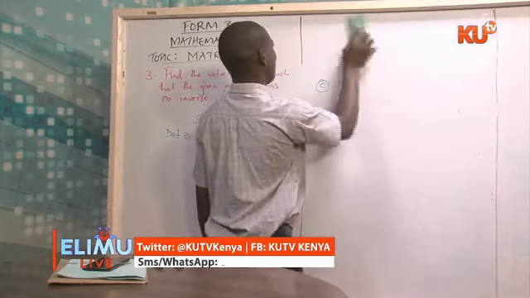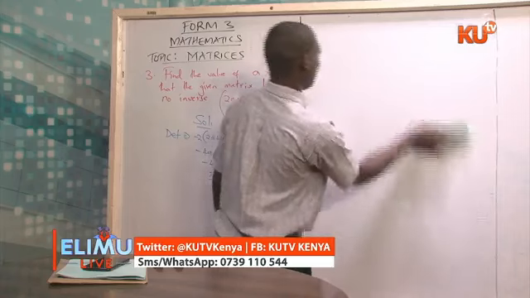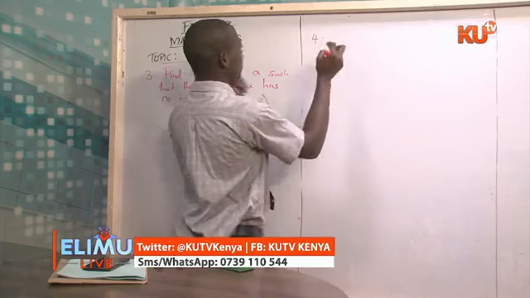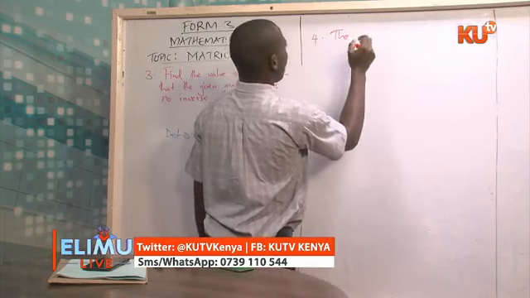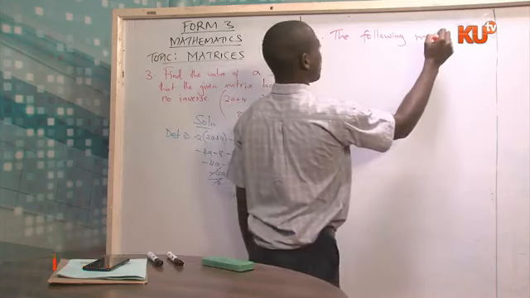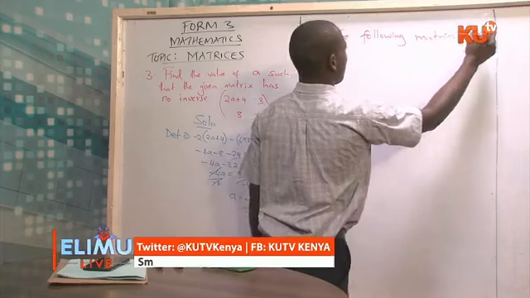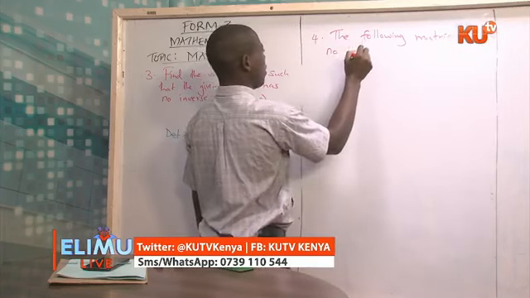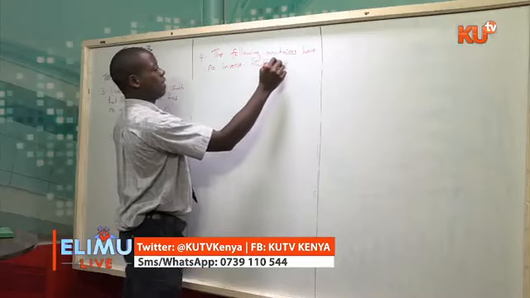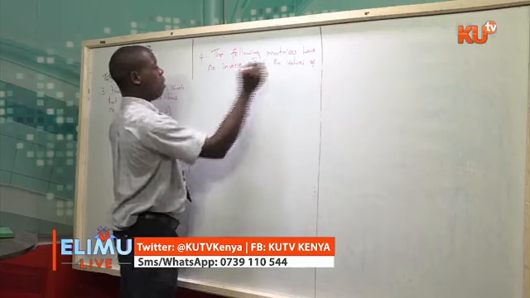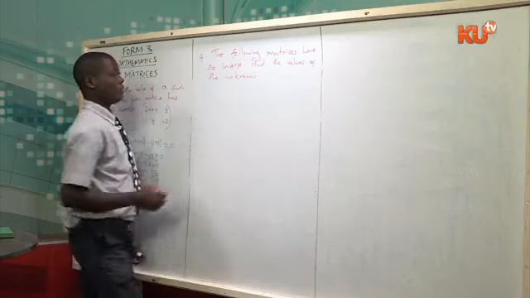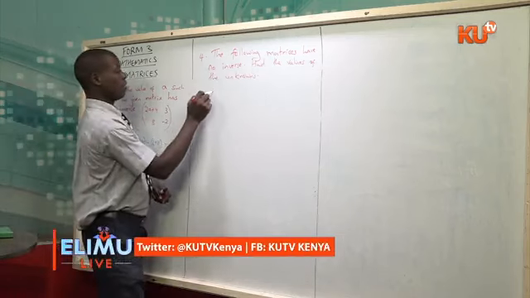And our last example on this case. Our last example is number 4. The following matrices have no inverse. Find the values of the unknowns.